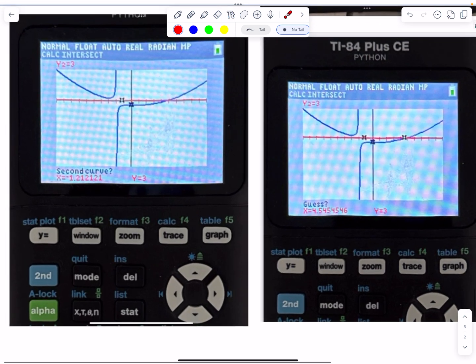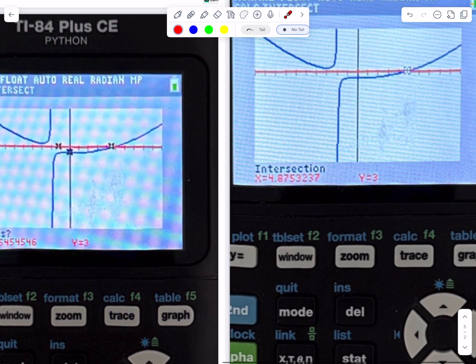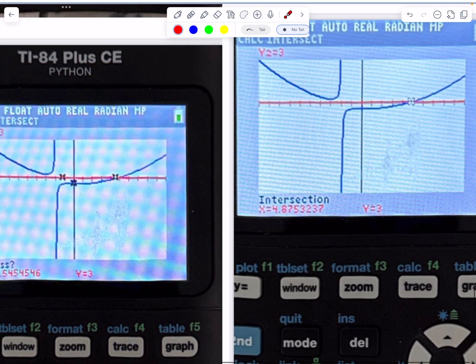Then the next question shows up, second curve. So make sure you move the cursor, using your arrows, so it's only touching the red graph for the red equation, y2 is 3. And then you press enter. And then the next question shows up: is that your guess? Well, I decide to move the cursor where the point of intersection is between the blue and the red. And then I press enter. And then the calculator goes, nah, it's actually this. So this is the point of intersection. This is the x value when those two graphs meet. And so let's copy that down.